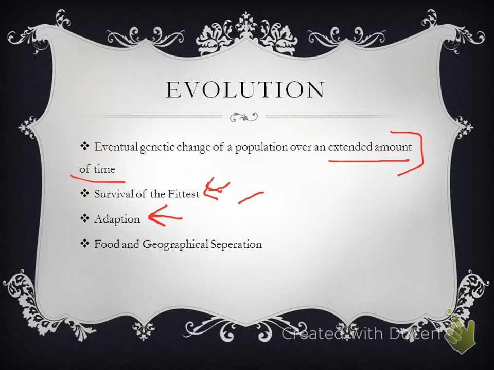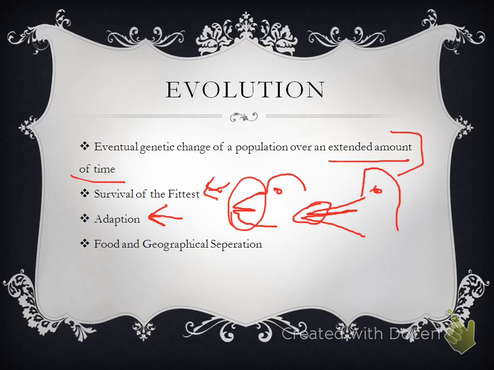And we talked about the finches. If you have a finch with a beak like this, and you also have a finch with a beak like this, then obviously they're going to eat different food. This one, being a larger beak, is going to eat things like large nuts and berries, whereas this one's going to eat things like insects because it has a long skinny beak. This is determined, again, by food, which creates an evolutionary change, as does geographical separation.